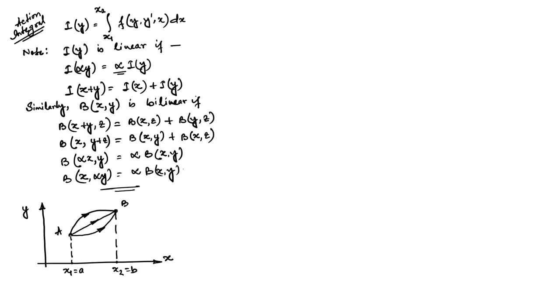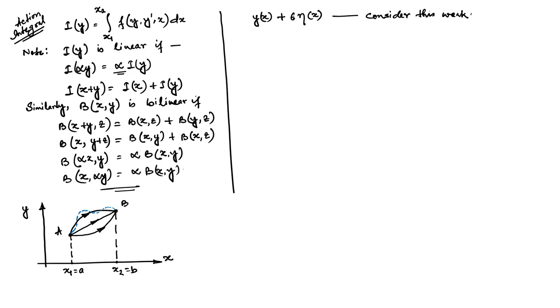And for that, what do we do? Just like in case of function, we applied a small variation over x. Here, what we will do? We apply a small variation. Our objective is to find out y of x. So, we apply a small variation just like we did in case of function. So, we consider this weak variation. Why weak variation? Of course, there are other types of variations, there are strong variations, but for the time being let us consider this weak variation.